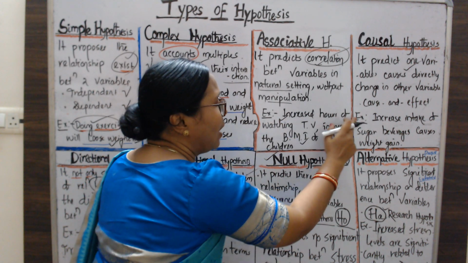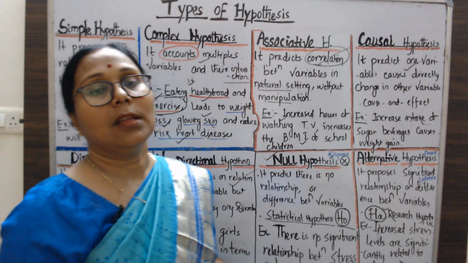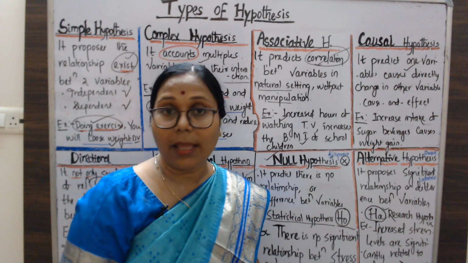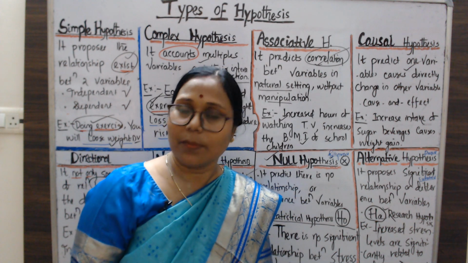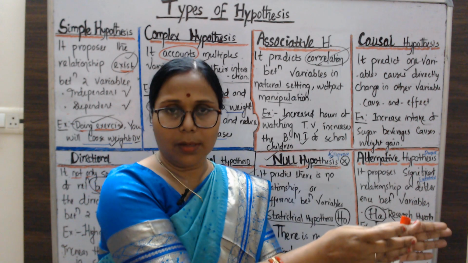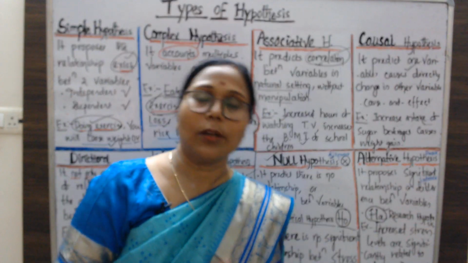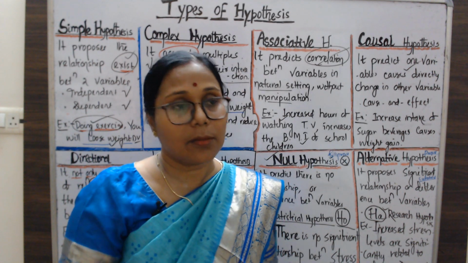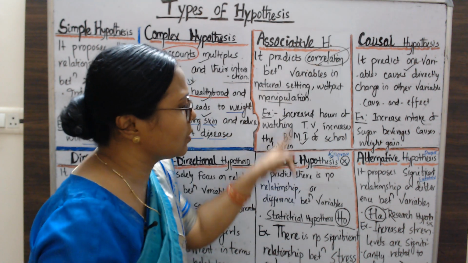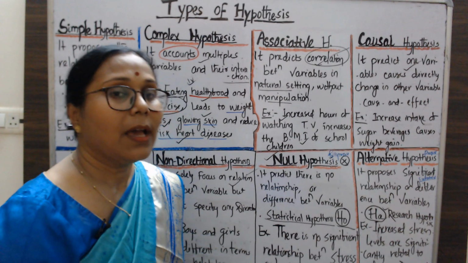Example: increased hours of watching TV increases the BMI of school children. Now the summer vacation is going on and school-going children are not going to school, and they are spending much more time in front of the television. Yes or no? So the increased hours of watching will increase the BMI, body mass index, of school-going children. We are talking about school children because the holiday is going on. So this is the correlation between watching TV and BMI. So this is called an associative hypothesis.